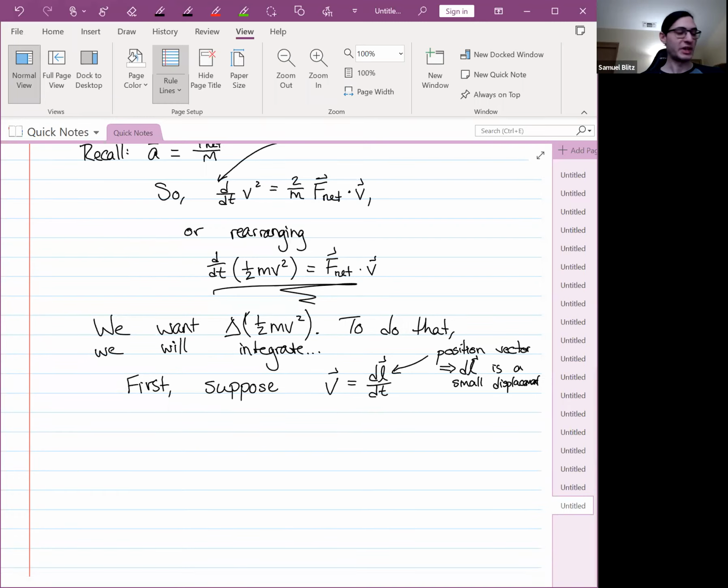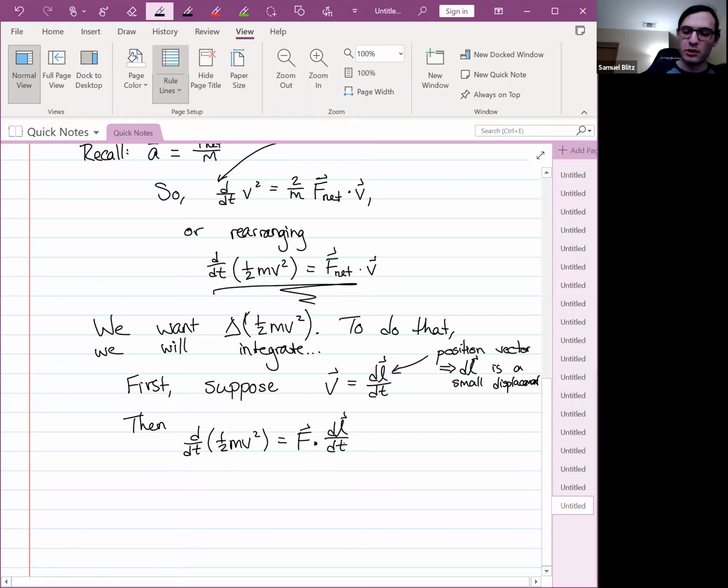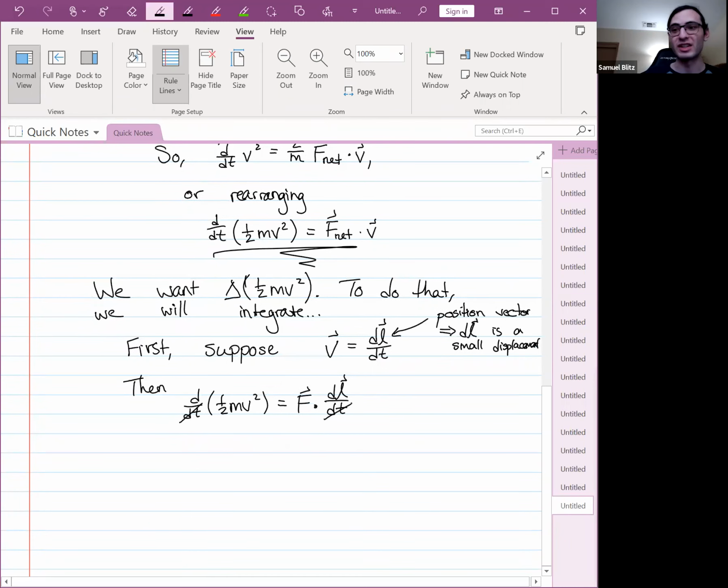But now we're going to do what you typically can't do in a math class, which is split the derivative. And so then we're going to say that the time derivative of 1/2 mv squared is F net, just substituting that into our above formula, times dL/dt. And now we're just going to multiply both sides by dt, or just cancel off the dt's. And we get that d of 1/2 mv squared equals F dot dL.